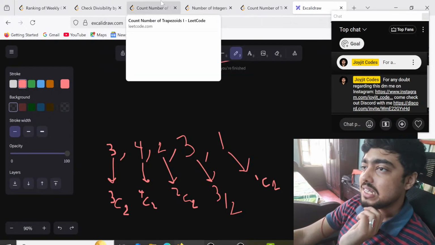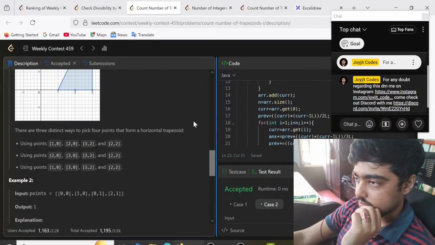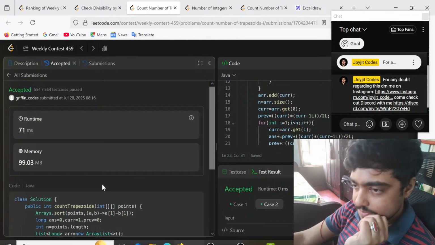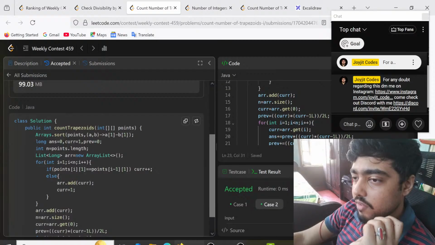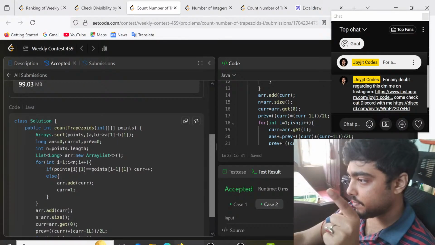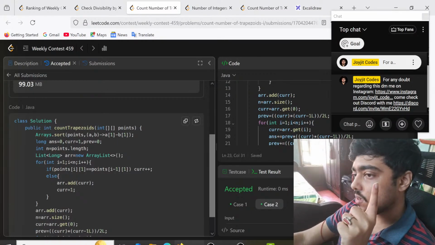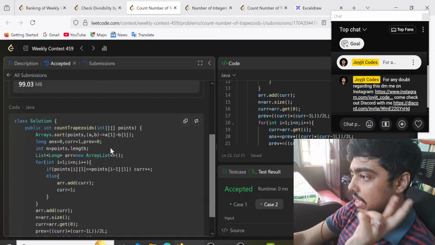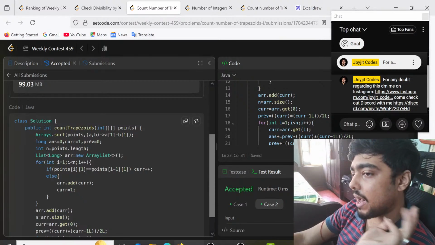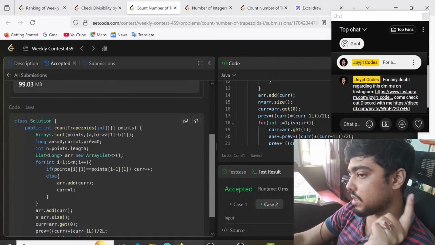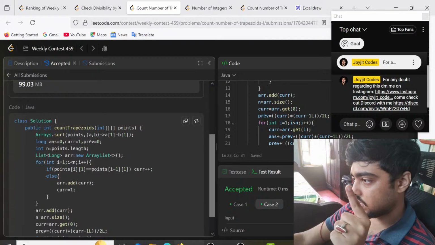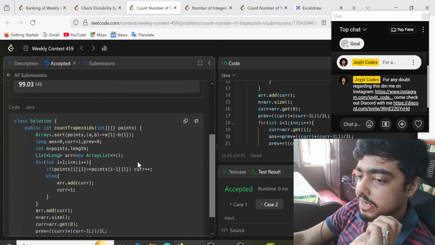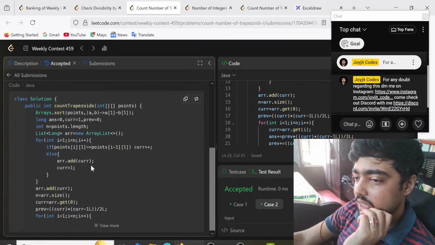So let's now look at the code. What is happening in this? First of all, I'm sorting it on the basis of the y points, I mean, on the basis of the y value of the points. I'm having 3 variables: answer, current, previous. This previous is actually not needed initially.